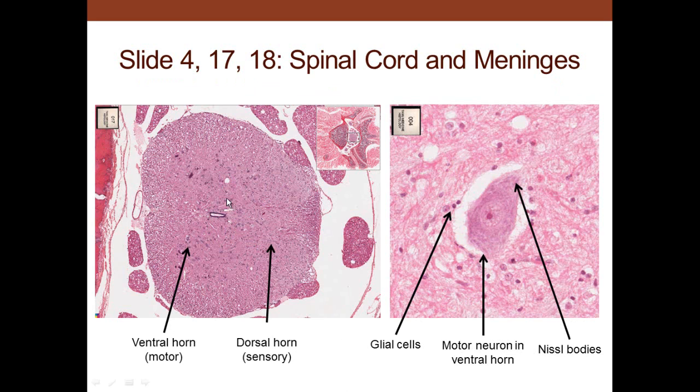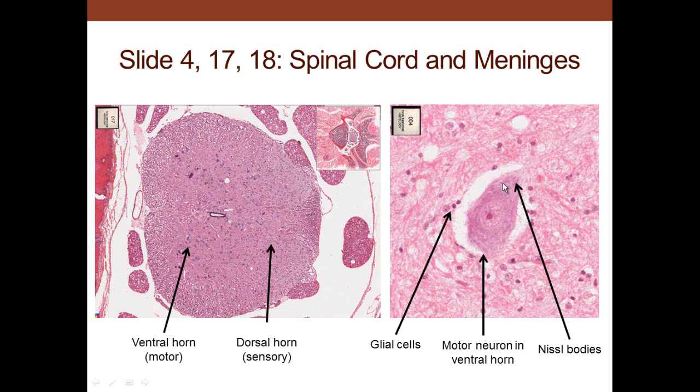So here we see the spinal cord. Here you see the vertebrae, the bones themselves, but there's the spinal cord and then some spinal nerves coming out through there. So we have the ventral horn, the motor horn, and the sensory dorsal horn through there. Glia cells support these cells, and you have the motor neuron in the ventral horn that you see.